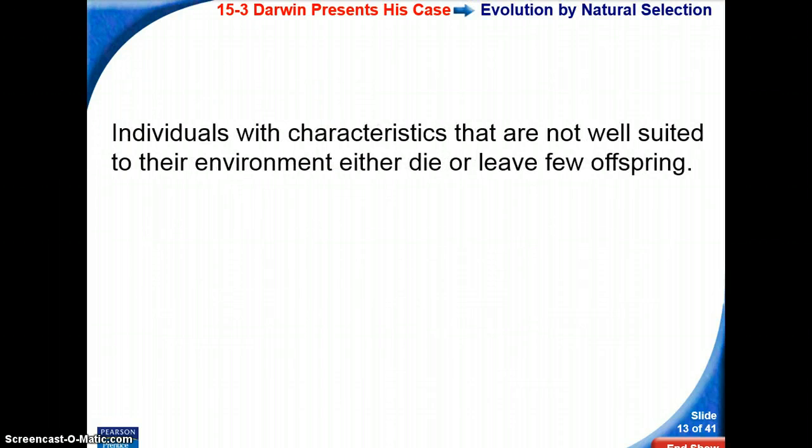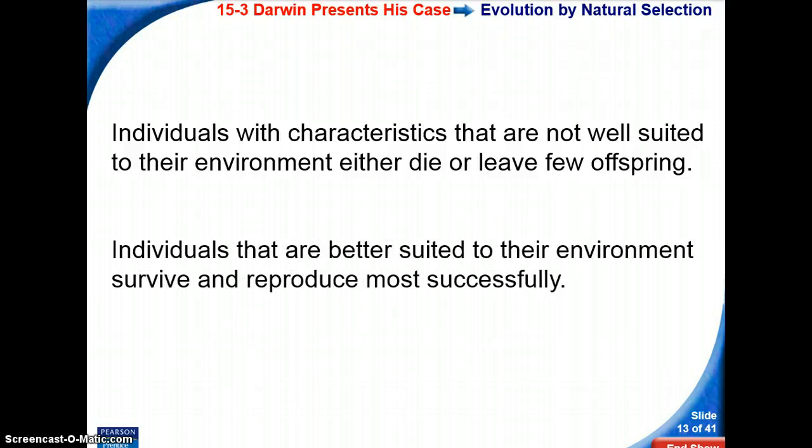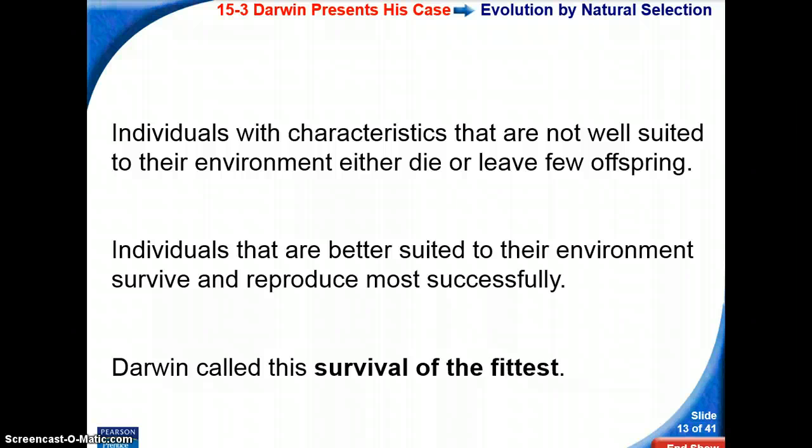Now, we also know that there are individuals with characteristics that are not well suited to their environment, and they either die before they can reproduce or they leave very few offspring. Individuals that are better suited to their environment are going to survive and reproduce more successfully. This was what Darwin called the survival of the fittest. The strongest, the most adapted to their environment, are going to be the ones to continue to survive.